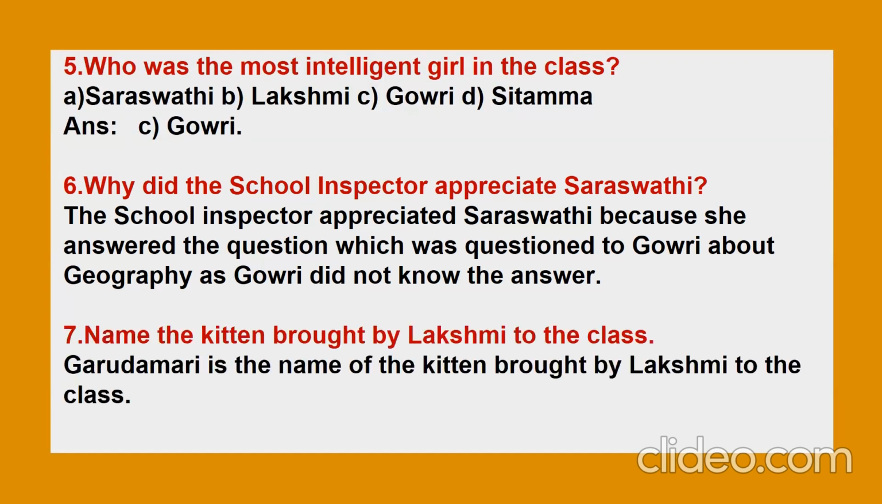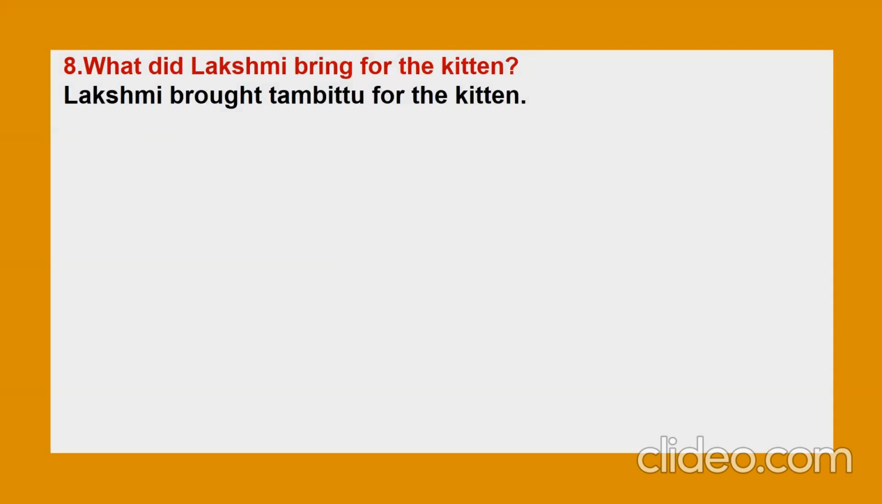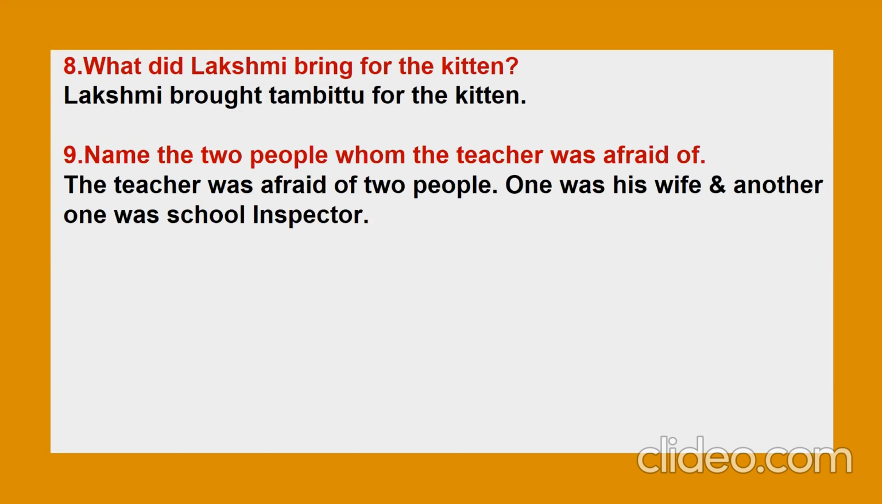Then name the kitten brought by Lakshmi to the class. The kitten's name is Garuda Mari. Garuda Mari is the name of the kitten brought by Lakshmi to the class. Then what did Lakshmi bring for the kitten? Lakshmi brought Tambitu for the kitten.